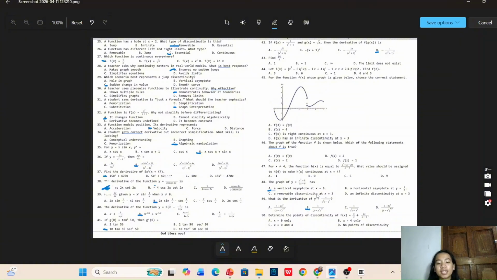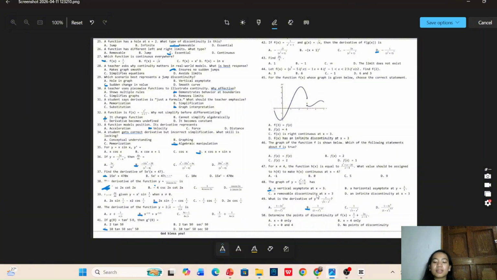Number 50. Determine the points of discontinuity of f of x equals 3 all over x plus 2x all over x minus 4. So the correct answer for number 50 is letter C. Discontinuities occur when the denominator is 0, x equals 0 and x equals 4. So therefore, 50 is letter C. Discontinuity occurs when x equals 0 and 4.